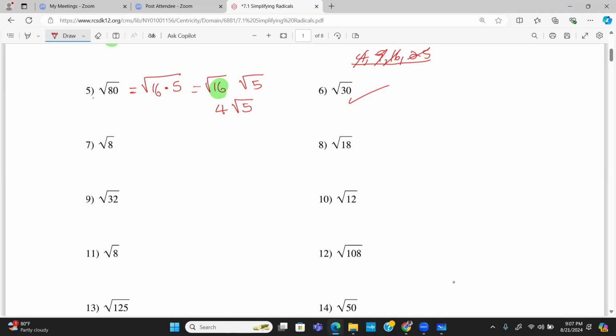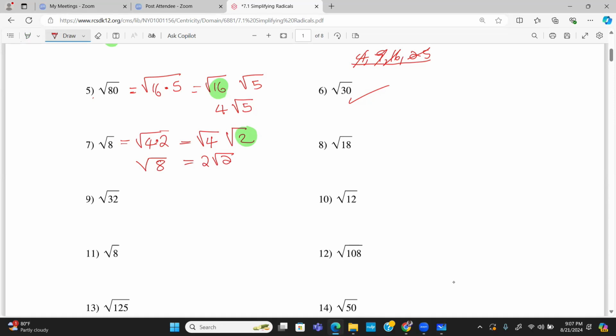For number 7, what we have is the root of 8. We can break the root of 8 by using the square number 4. 4 2's gives us 8, which means that we could go further. We could say the root 4 times root 2. The root of 4 is 2, and then 2 is not a square number, so we're going to have to leave it as is. So the answer is 2 root 2. What this means is that the root of 8 is the same as 2 root 2.